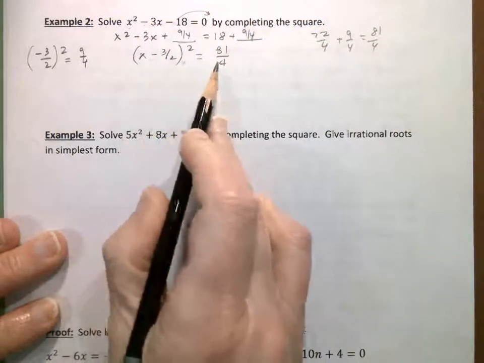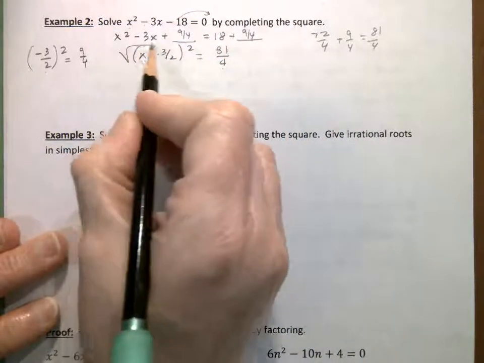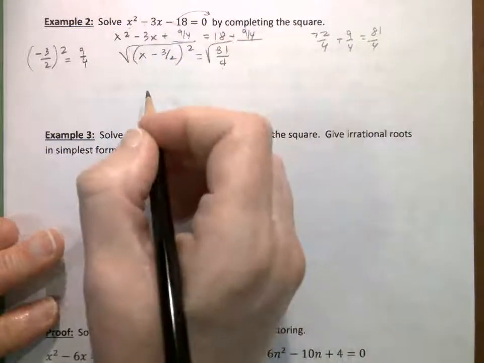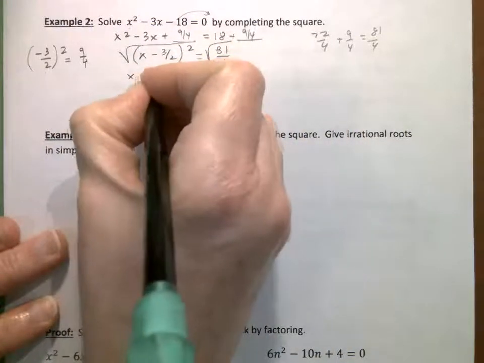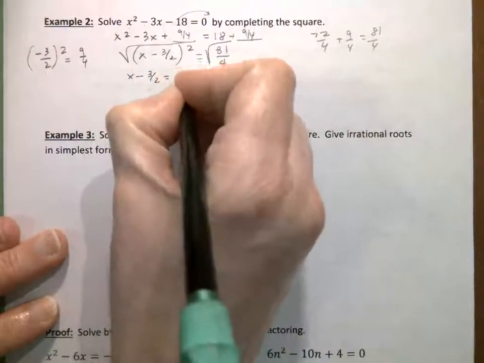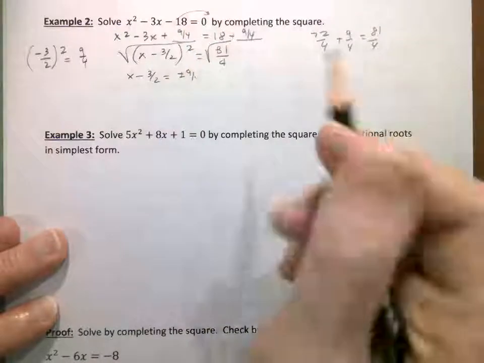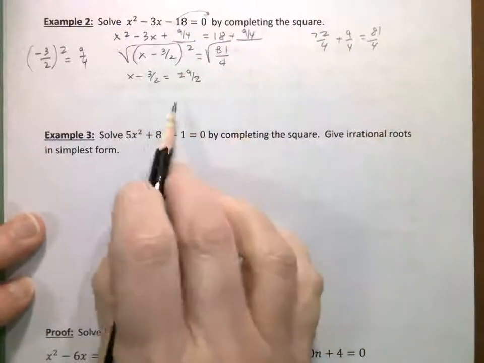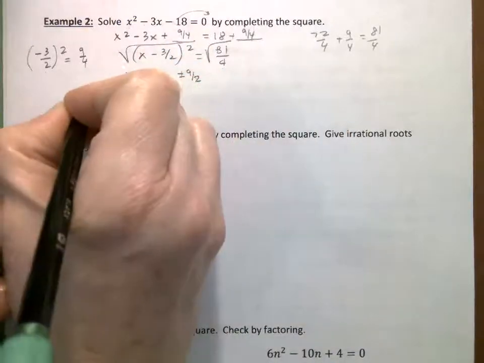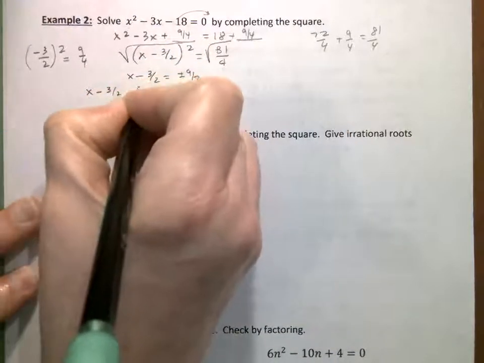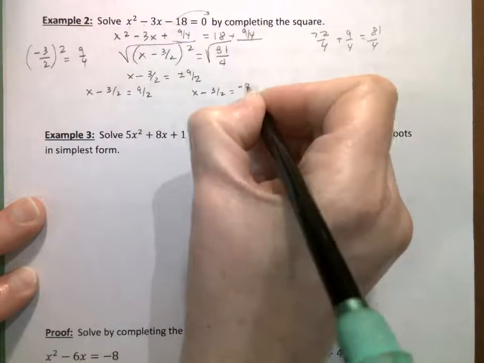Okay. So this is what I have. My perfect square is equal to this. And thankfully, those are both perfect squares because I'm going to take the square root of both sides. So what I get is x minus 3/2 is equal to plus or minus 9/2. Two answers, so that means I need two equations. So I'm going to have x minus 3/2 equals 9/2, and x minus 3/2 equals negative 9/2.